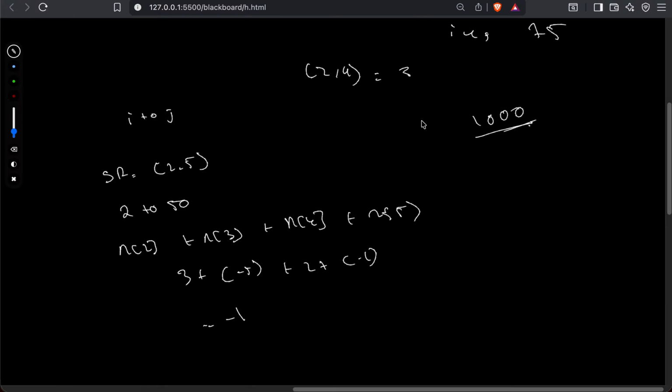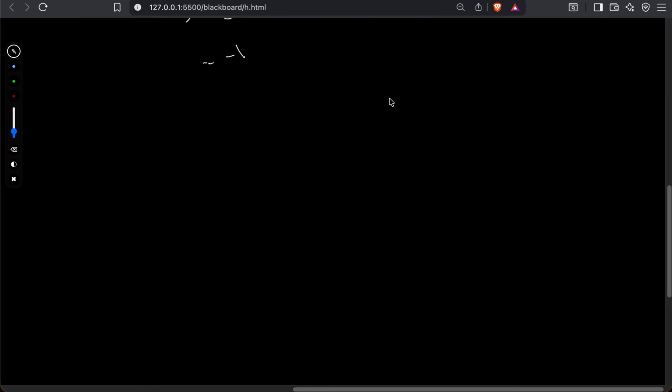Then each query just looks up the answer, no looping needed. Okay, so let's see, prefix. So we talk about prefix. Okay, so imagine you are walking and counting steps.